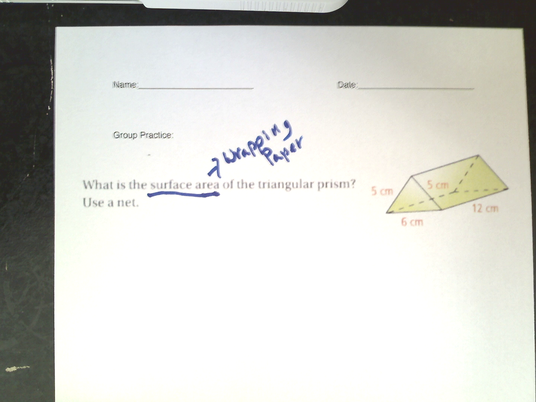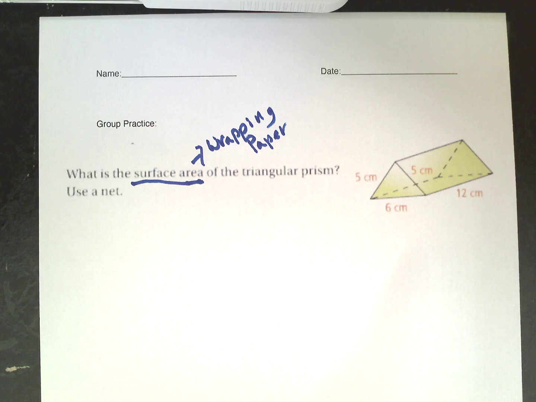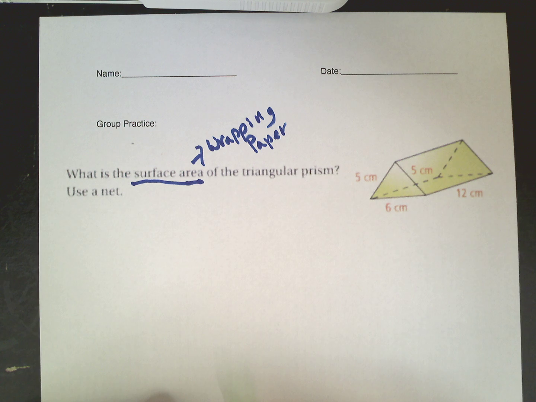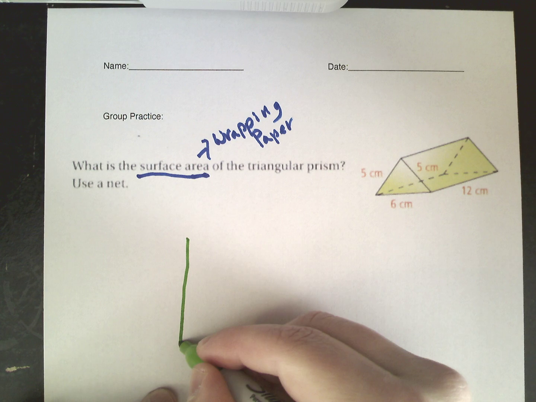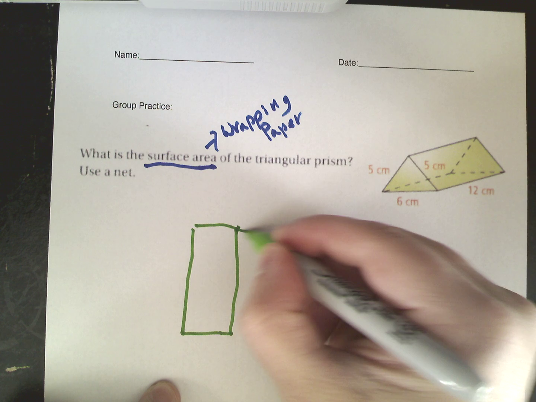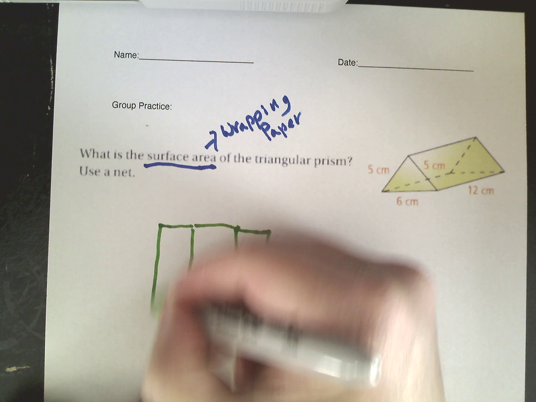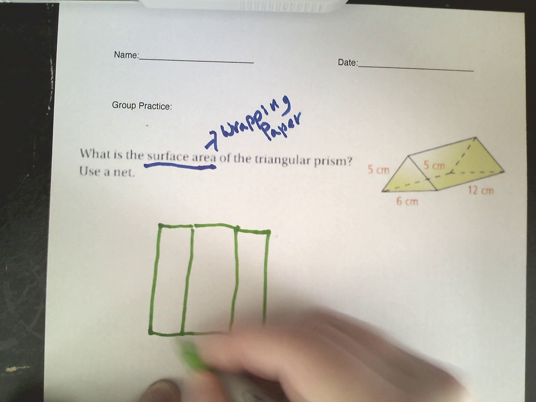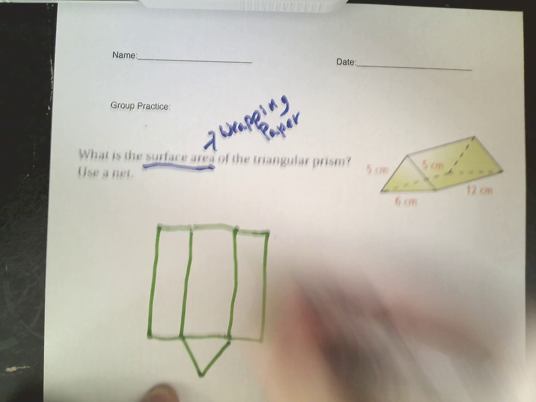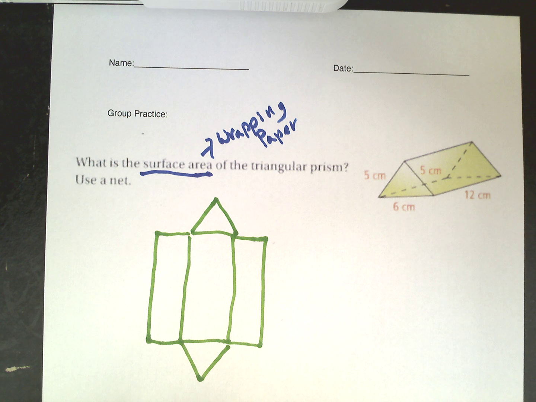They say use a net. This is not a fishing net or a basketball net. This means this: if I take this shape, my triangular prism, and I were to take it apart, it would look something like this. You think about opening that Toblerone box. Maybe one of you has the opportunity to go to 7-Eleven. You buy that and you rip it open like this. So that's how you take the box apart.